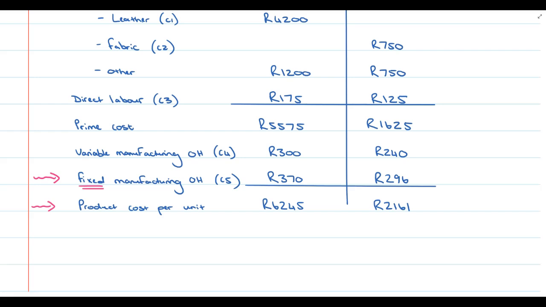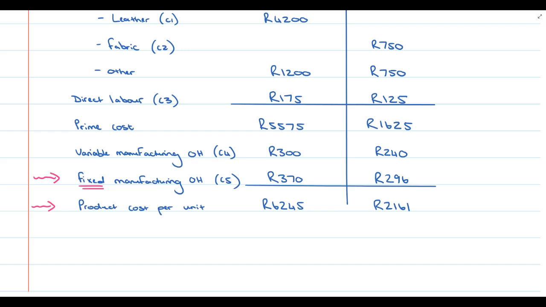However, the problem with activity-based costing is it's very expensive to implement. So companies should only implement activity-based costing if the benefits are expected to exceed the cost. So they need to do a cost-benefit analysis, and they should only implement activity-based costing if the benefits exceed the cost. So that's what we need to look at over here for OCS. Should they implement activity-based costing? Will it be worth their while?